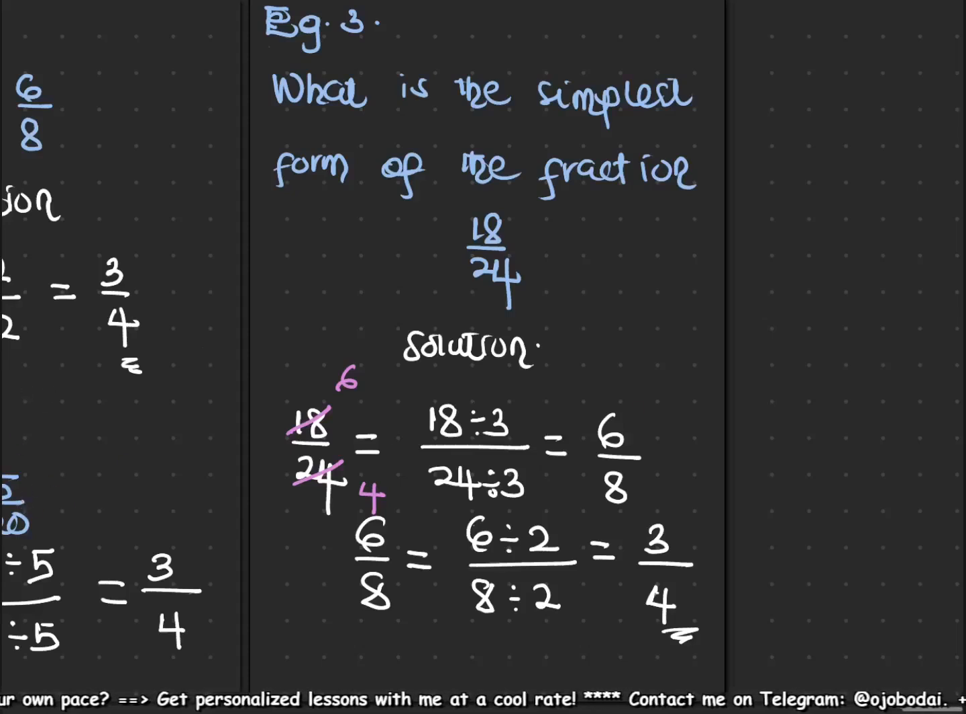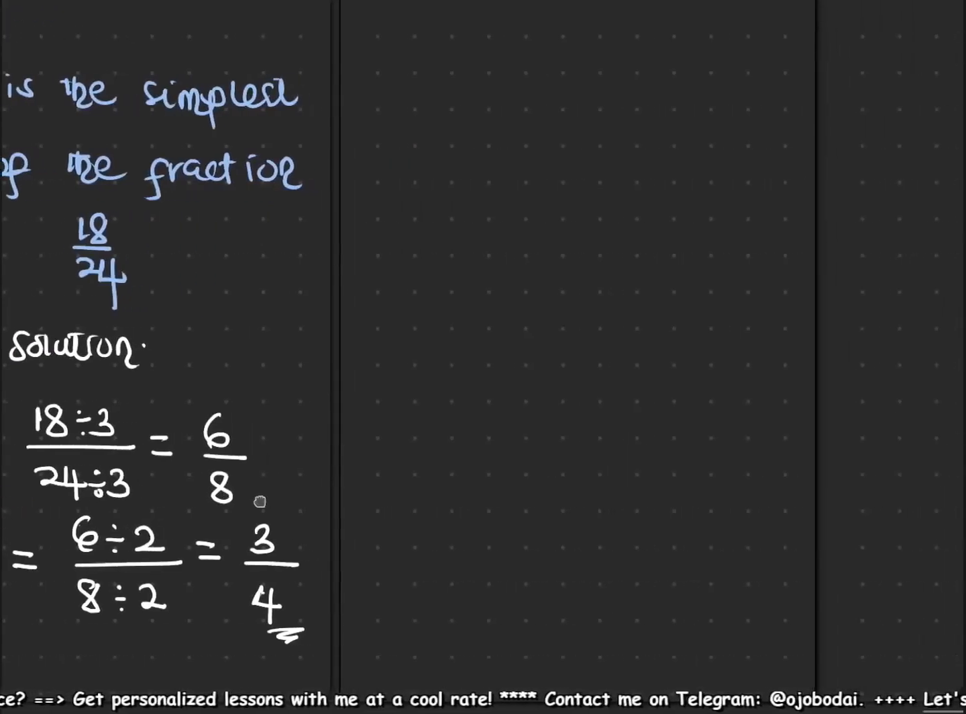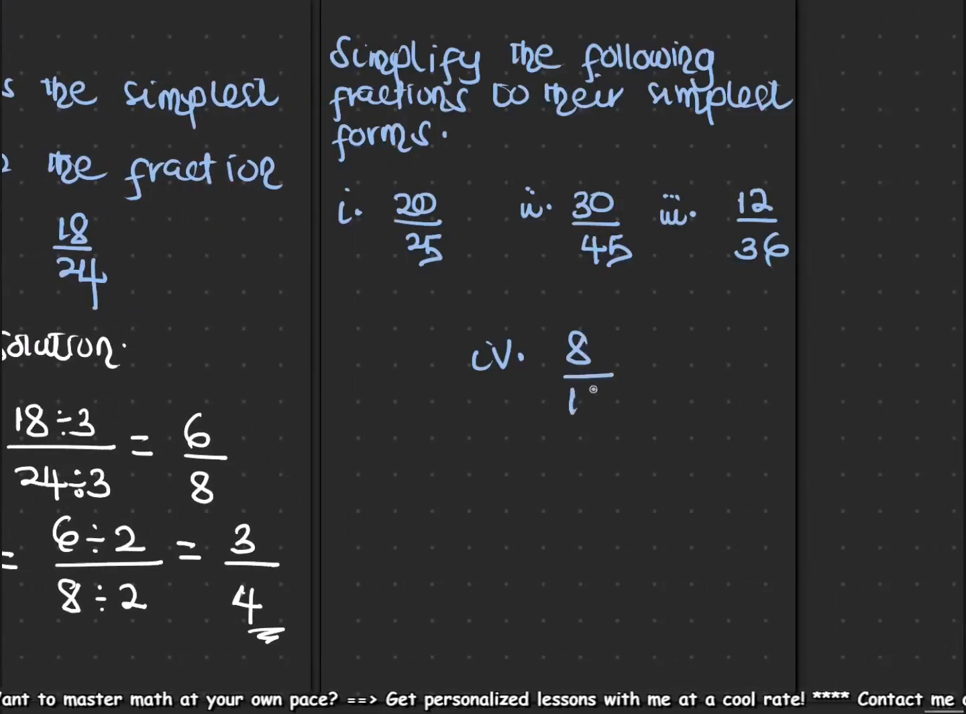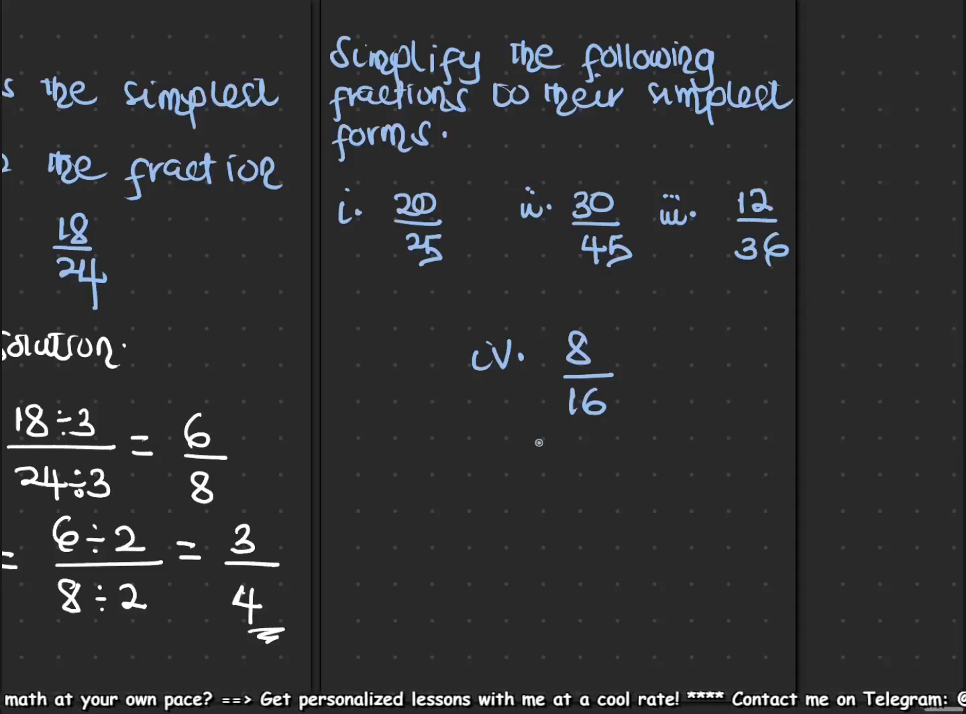Now, I'll be writing some exercises so you try on your own to test your understanding. We have these questions here: 20 over 25, 30 over 45, 12 over 36, and 8 over 16. You are expected to write them in their simplest form. If you've been able to come to the end of this video, then I do hope you understand all that we did in this section of the playlist.